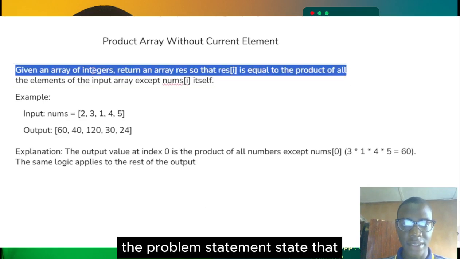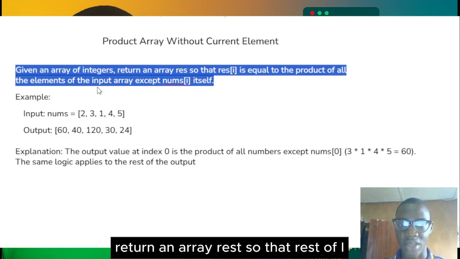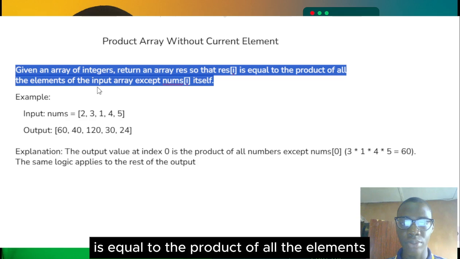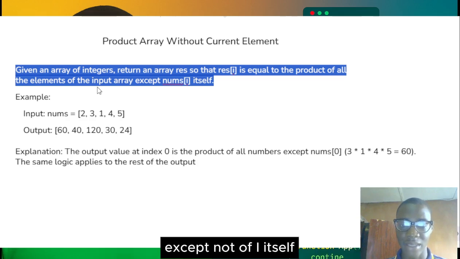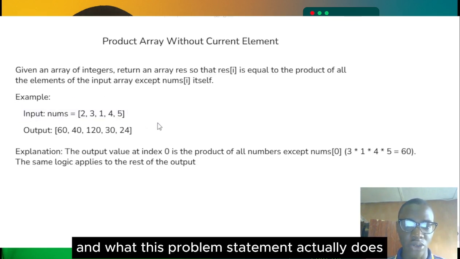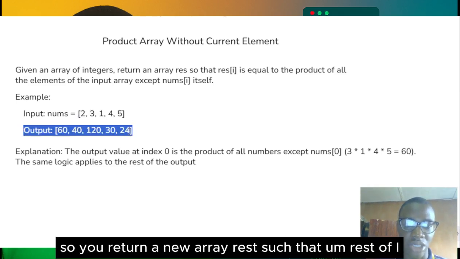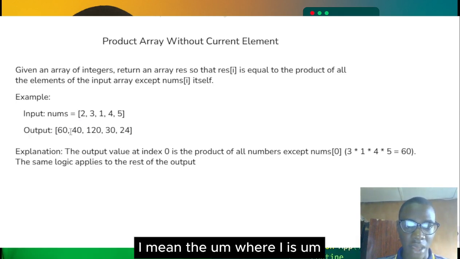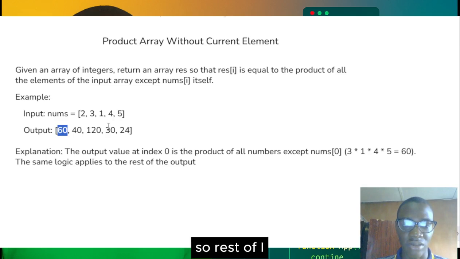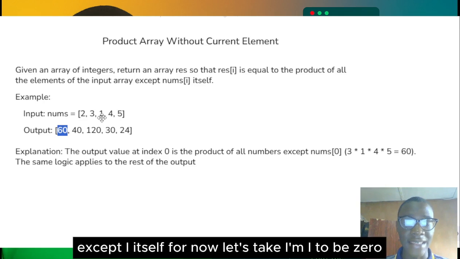The problem statement states that given an array of integers, return an array res so that res of I is equal to the product of all the elements of the input array except nums of I itself. We are given this example here, and what the problem wants us to do is return a new array res such that res of I, where I is any index in the array res, corresponds to the product of all the elements in the input array except I itself.